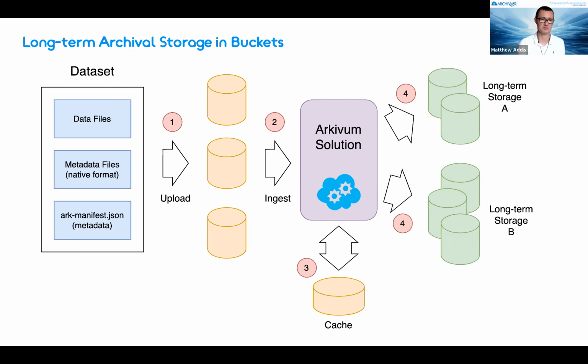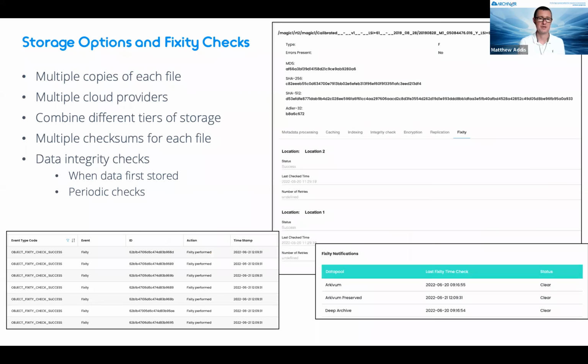So this is the workflow I showed earlier, that a data set is uploaded to a bucket, ingested into our solution, and then stored in different long-term storage buckets. And the system can be configured so there are multiple copies of each file. Those copies could be distributed across more than one cloud provider. Those copies can use different tiers of storage, frequent access or deep archive tiers.